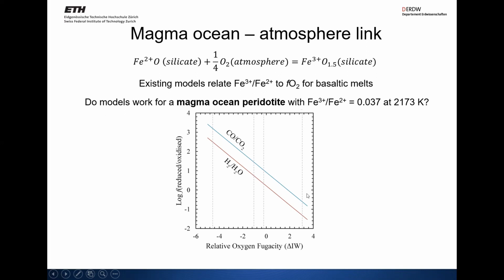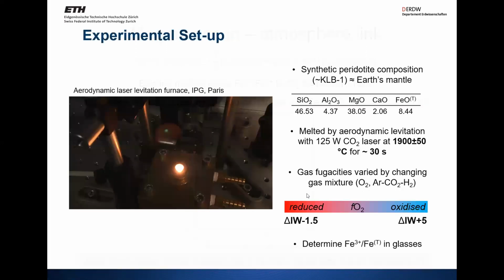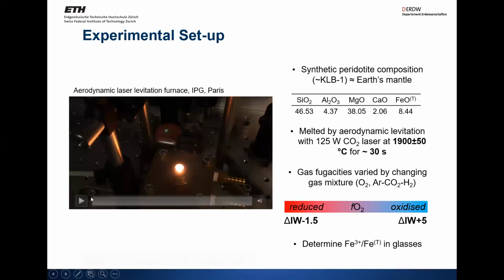So the aim of this work is really to provide a calibration for a realistic Earth-like composition that is peridotite at the magma ocean stage, and therefore constrain whether we had CO2 and H2O or whether we had CO and H2. And to do this, we use a new apparatus, which I can show you a video of here, known as an aerodynamic laser levitation furnace, in which essentially we mix up oxides in approximately peridotite proportions, and that composition is shown here in weight percent.